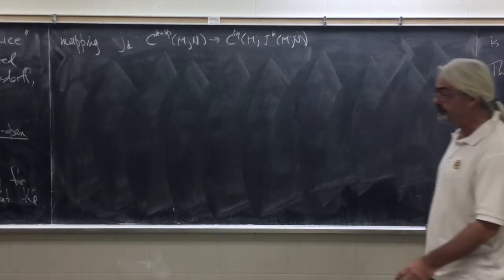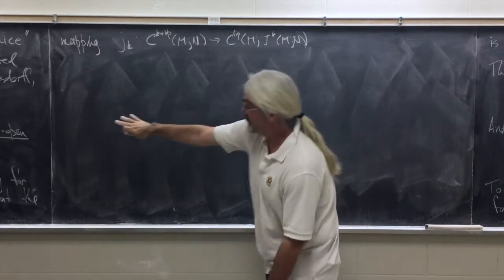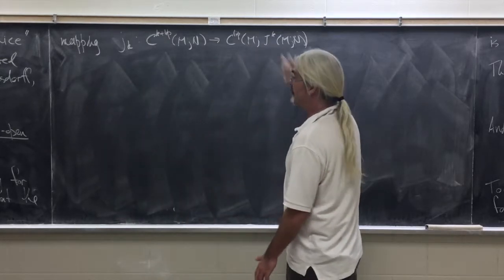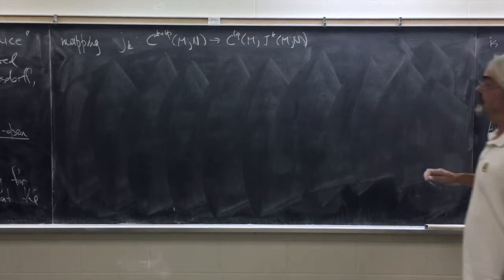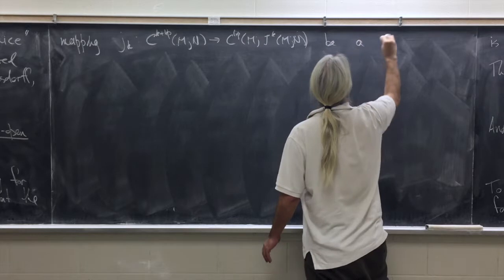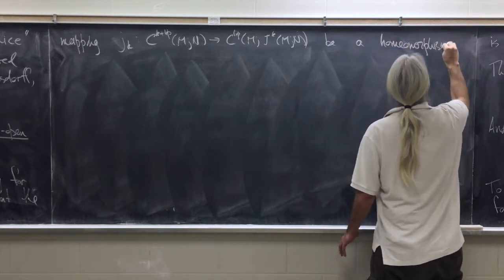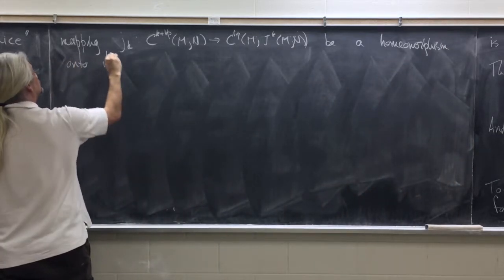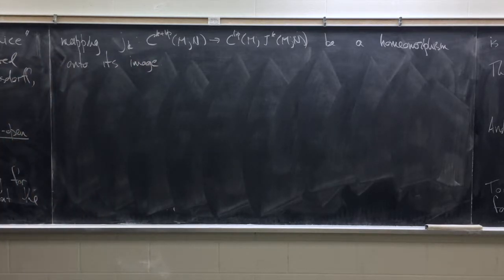Right? Okay. And now this is the C-Lip topology, just like I'm talking about here, on a manifold. So that all makes sense. And I just ask that this be a homeomorphism onto its image. So that's the Lipschitz case dealt with.